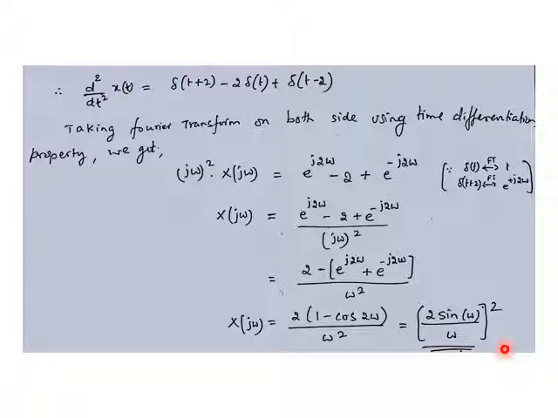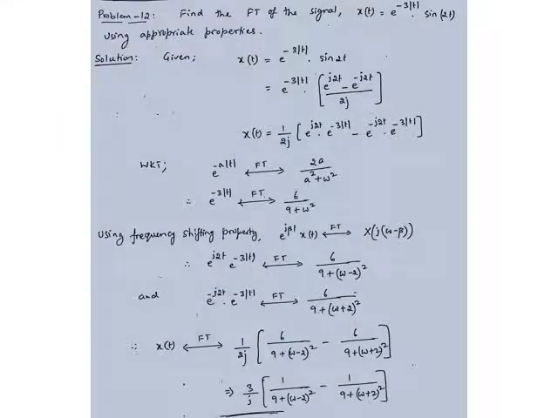X of t, I just got its Fourier transform. I got X of jω, which we got in terms of (2 sin ω divided by ω) whole squared as the final answer. So moving on to the next problem, problem number 12.